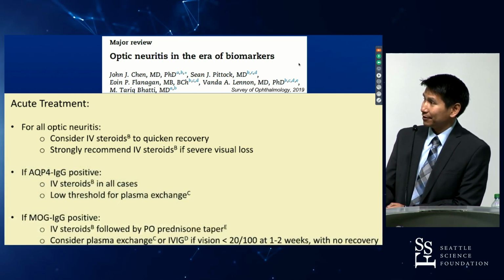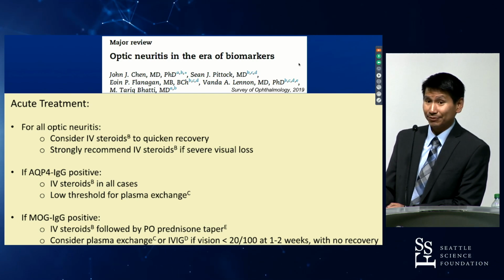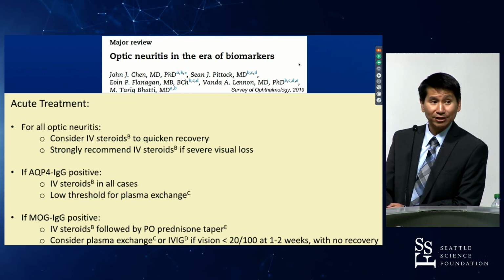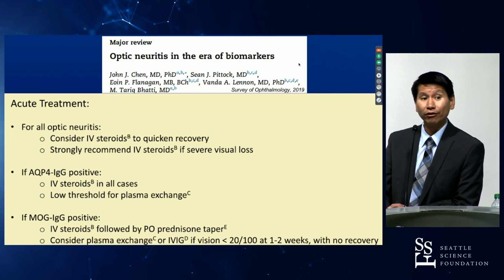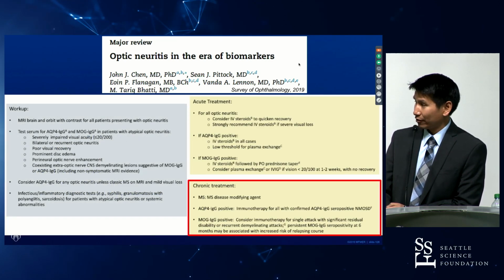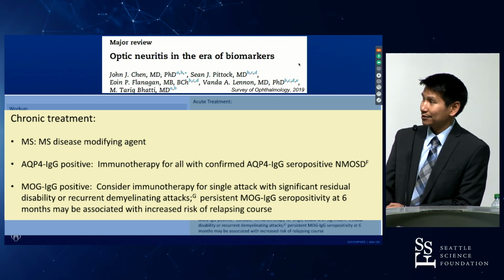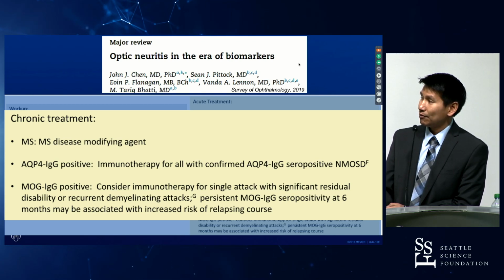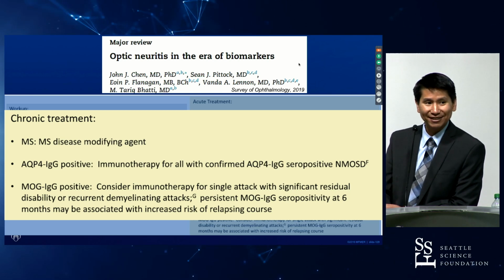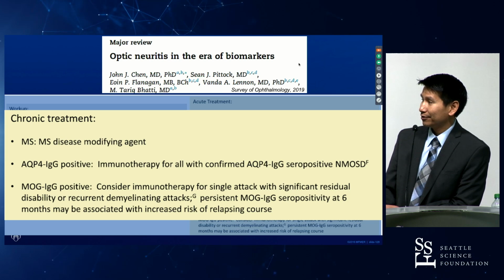And then we talked about, if you know they're aquaporin 4 positive, a low threshold for plasma exchange. Almost all of them get it if it's severe. And for MOG, we very rarely use plasma exchange or IVIG, unless they have poor recovery or severe vision loss, then we consider adding that on. And then lastly, chronic treatment. We know MS medications are for MS. For aquaporin 4, all patients need immunotherapy, and we've got some new exciting medications down the pipeline. And then for MOG, really, you're only going to be using it for recurrent demyelinating disease.